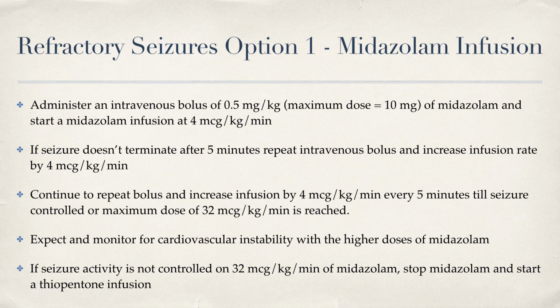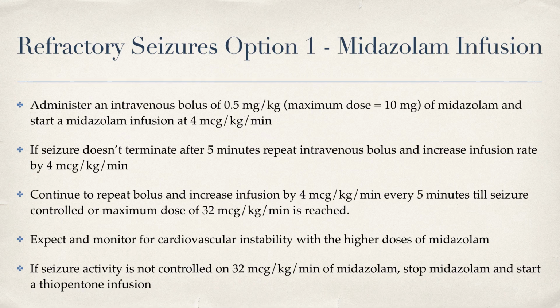So you start off with an intravenous bolus of 0.5 milligrams per kilogram up to a maximum dose of 10 milligrams of midazolam, and then start a continuous infusion of 4 mics per kilo per minute, which is the upper end of the sedation dose. You should continue to monitor for seizure activity, and if after 5 minutes there's ongoing seizure activity, you repeat the bolus and increase the rate of the infusion by 4 mics per kilo per minute, up to 8 mics per kilo per minute. And you continue this sequence every 5 minutes.